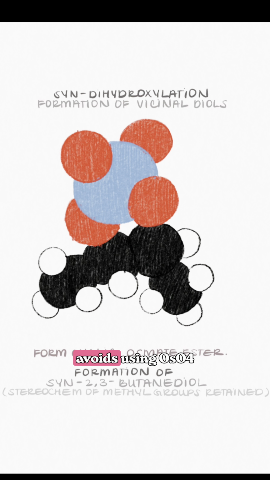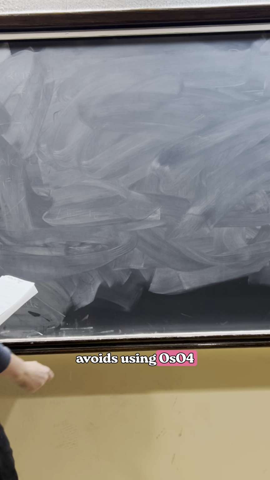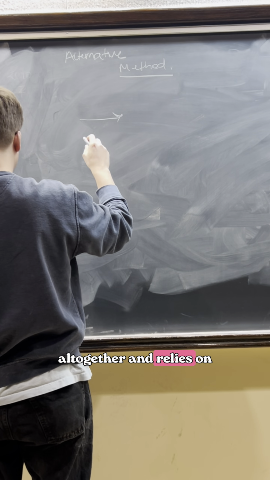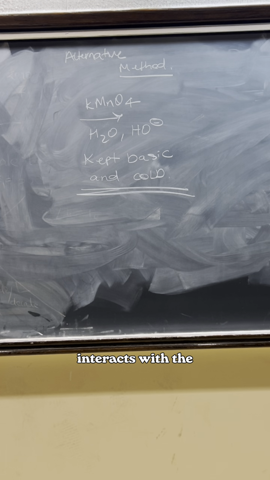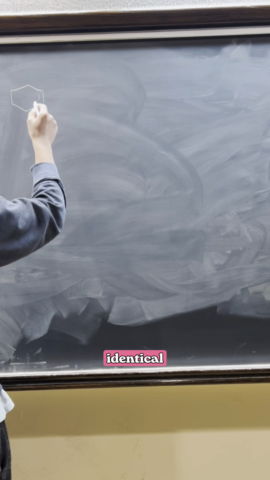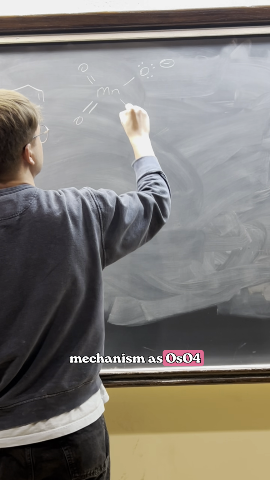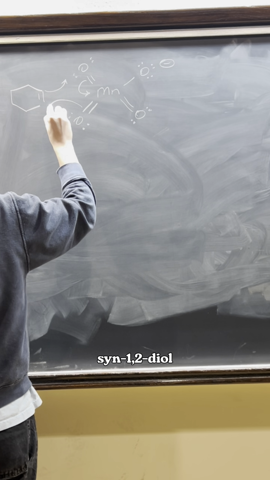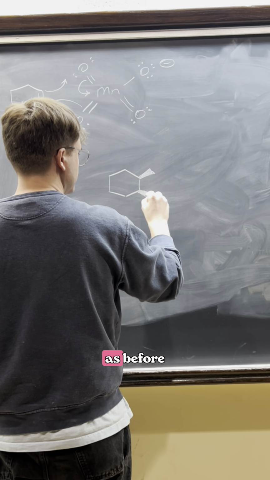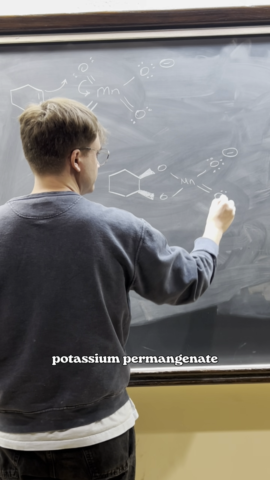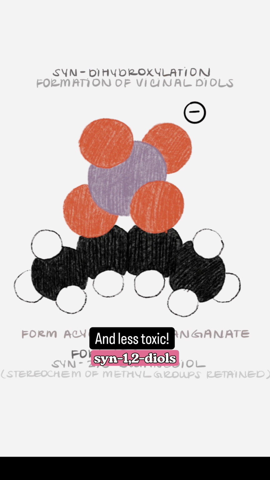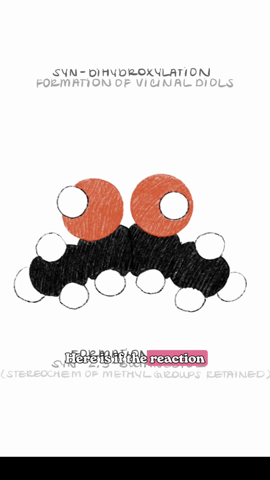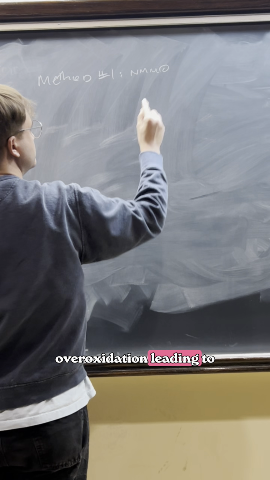The second approach avoids using osmium tetroxide altogether and relies on potassium permanganate. The permanganate ion interacts with the double bond in almost an identical mechanism as osmium tetroxide, resulting in that syn-1,2-diol as before. So what's the catch here? Potassium permanganate is also a strong oxidizer, allowing us to form syn-1,2-diols. The catch here is if the reaction isn't kept basic and cold, it is prone to overoxidation, leading to unwanted products and unwanted side reactions.